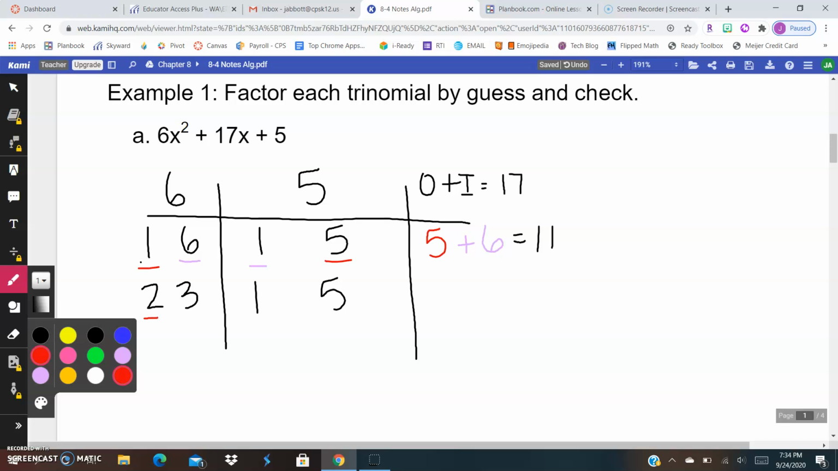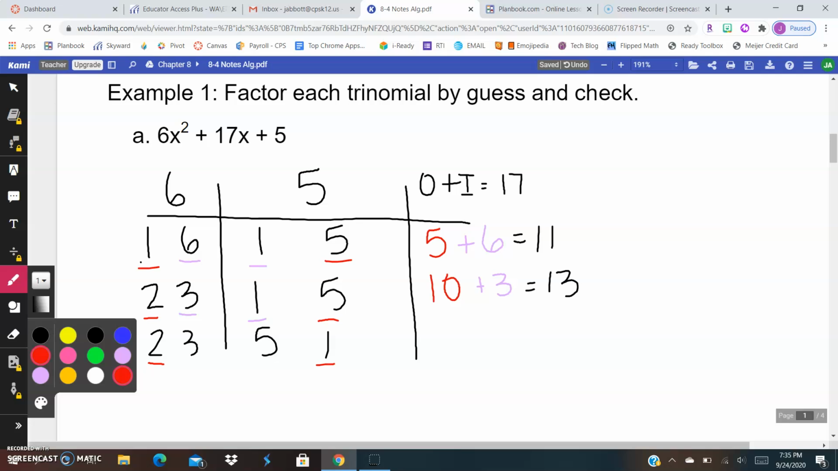Guess and check. 2 times 5 is our outer, so that's 10. Inner is 3 times 1, so that's 3. That gives us a total of 13, so that's not it. So now I am going to try flipping around that 1 and 5. So I'm going to keep the 2 and 3, but I'm going to flip the 1 and the 5.